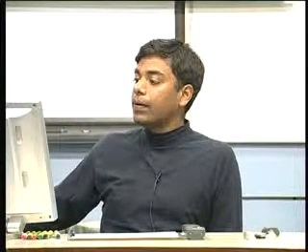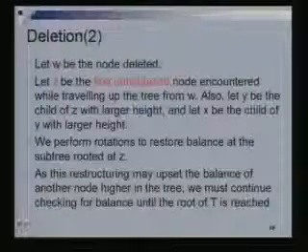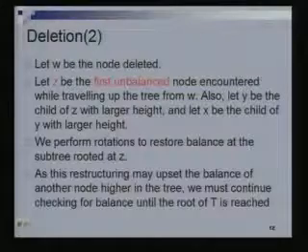Sir, in the previous slide you are saying that X is the child of Y with larger height, but Y is not imbalanced. Both the children might have the same height. If both of them have the same height, then which of them should be X? We will say that in a minute. It could happen, so this is a valid question. Both the children of Y might have the same height, so then which is X? We will see which is X.